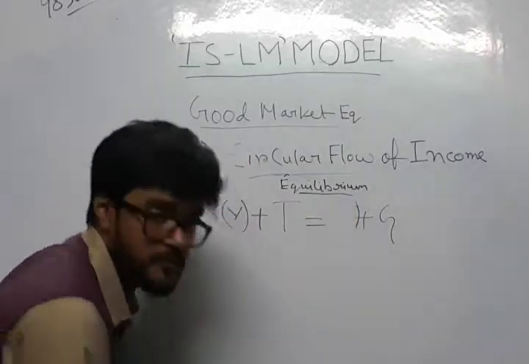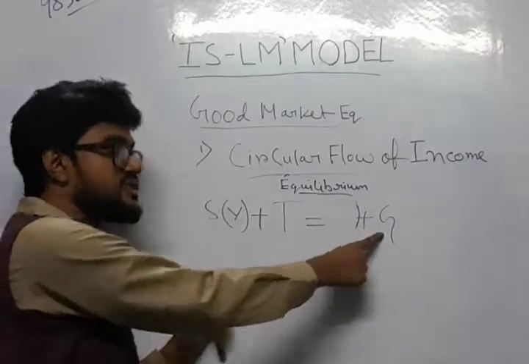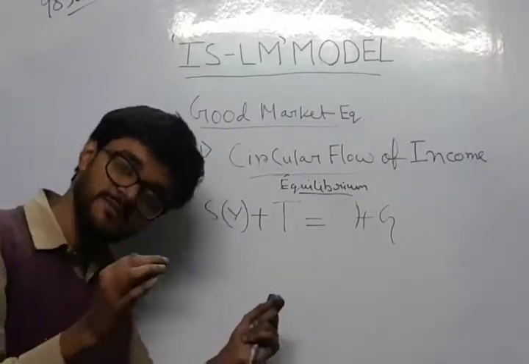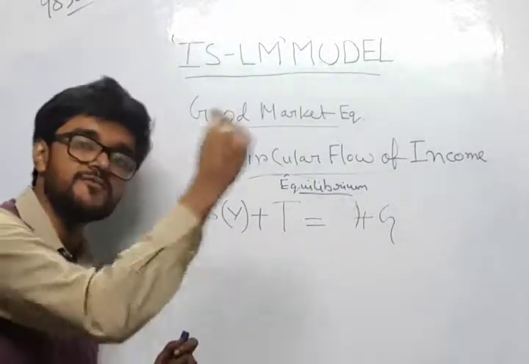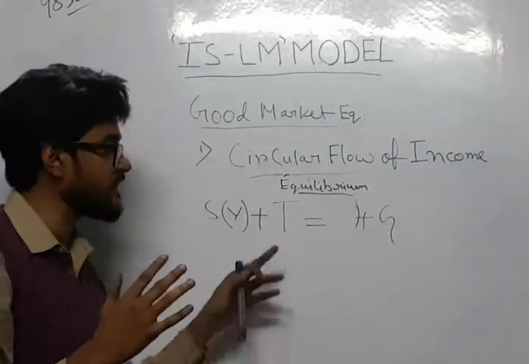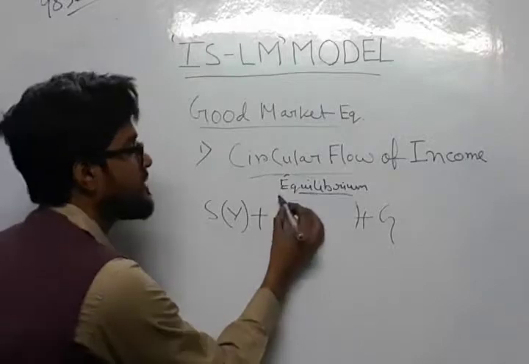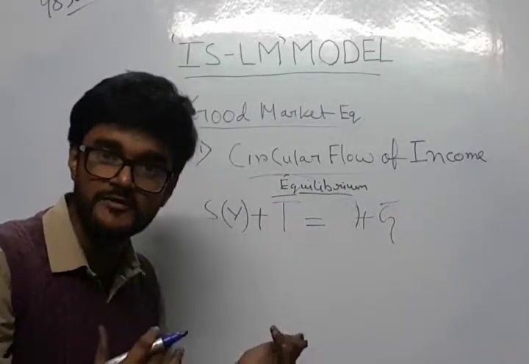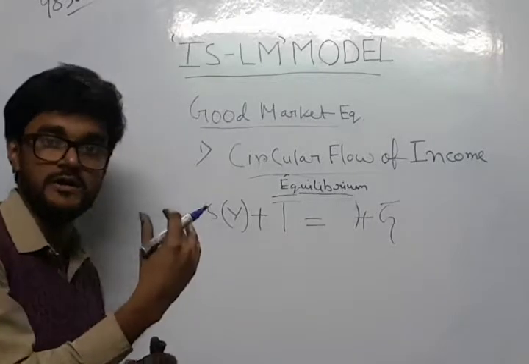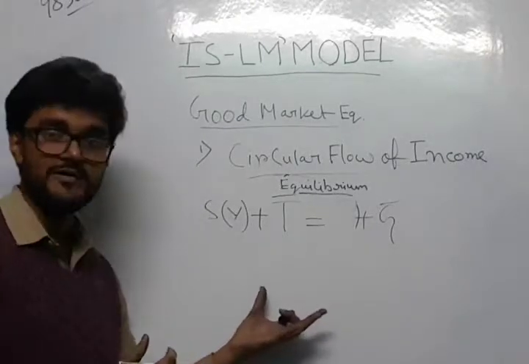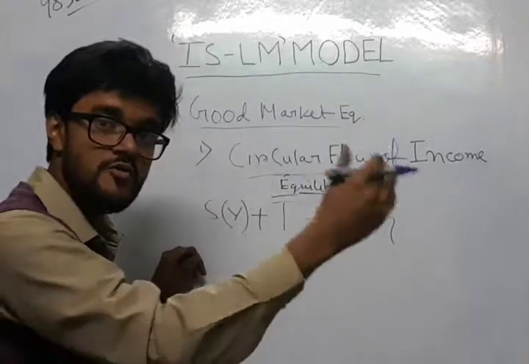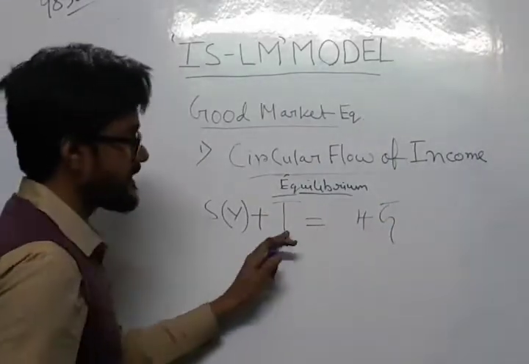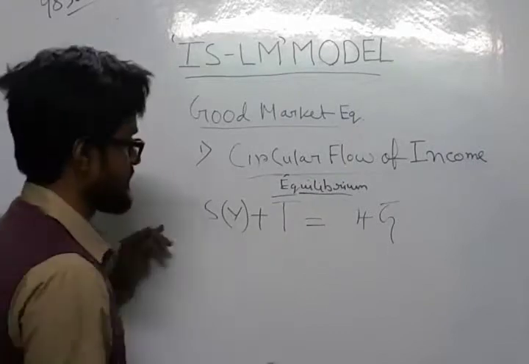And in this model, we'll assume T and G to be exogenous variables. Exogenous variable means which is determined from the outside. We assume them to be constant because they are exogenous. They are not determined from within the model that we will draw now. Rather, they are determined from outward intervention. So G and T in this model are constant, fixed.